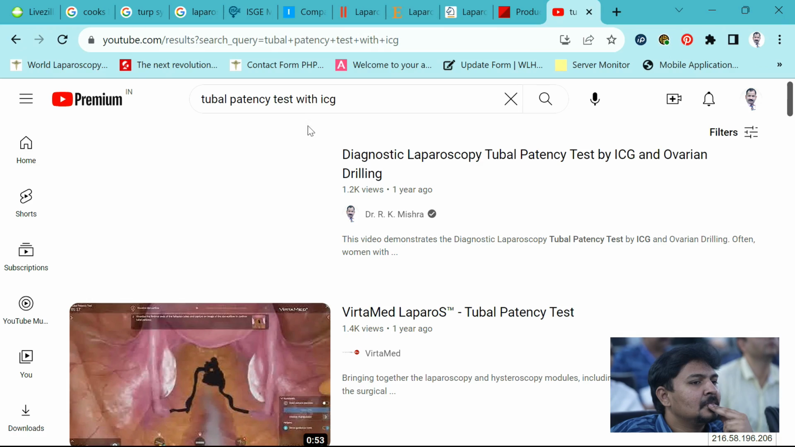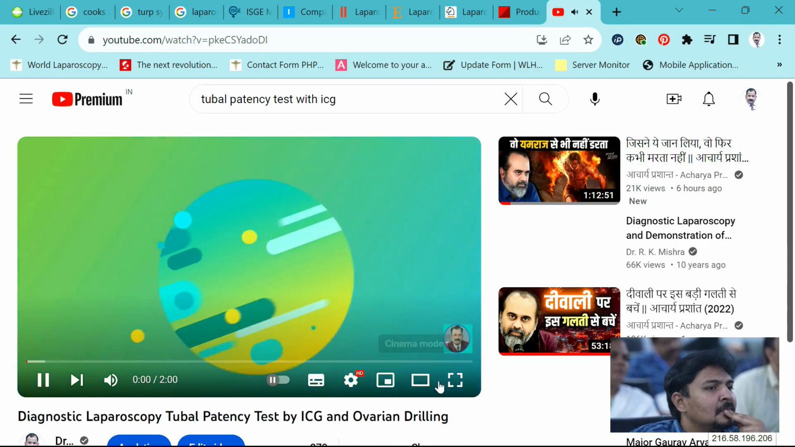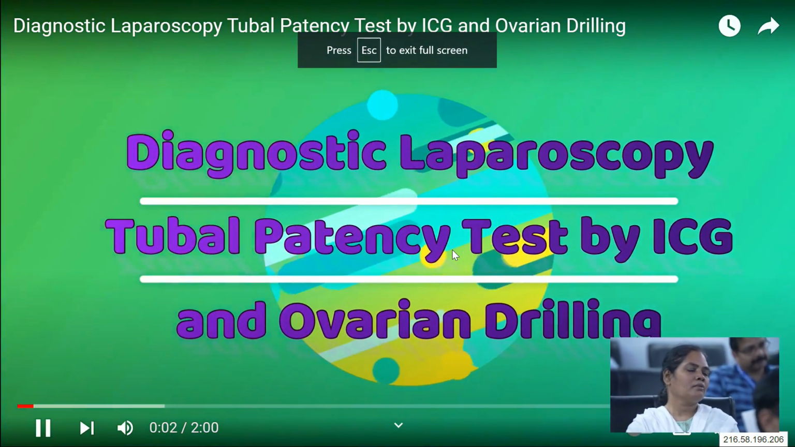I will show you. This was the first time in the world we started it. Nobody has done it before, and we have a paper about that also, the tubal patency test with ICG, indocyanine green. This is what we have done with ICG.